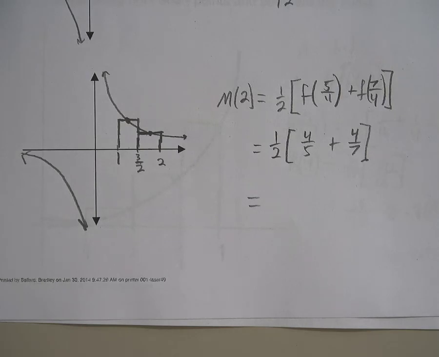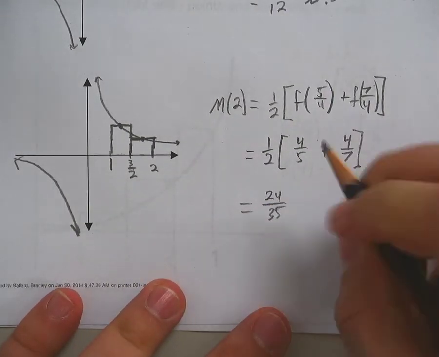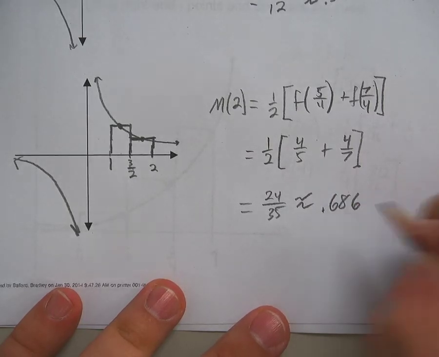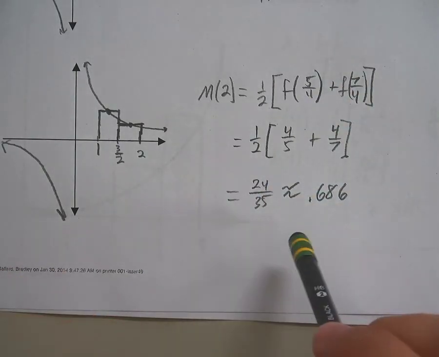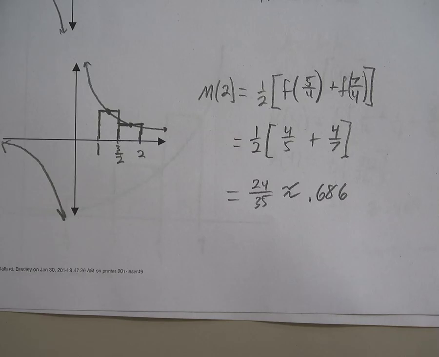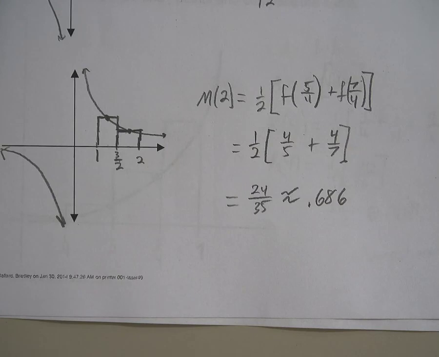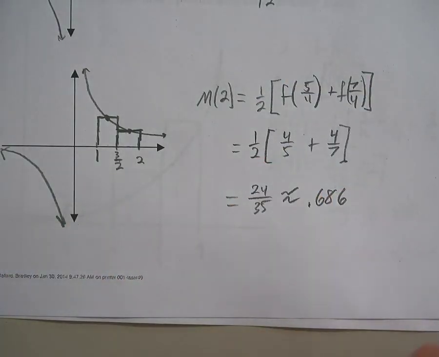1/2 times 4 divided by 5 plus 4 divided by 7. That's 24 over 35, which is roughly 0.686. And this may be an overestimate, it may be an underestimate, but we're going to talk about that at a different time. For now, this is your midpoint. Again, this is the closest estimate that we have, but it's still a little bit off, and we'll talk about which one it's going to be at a different time.